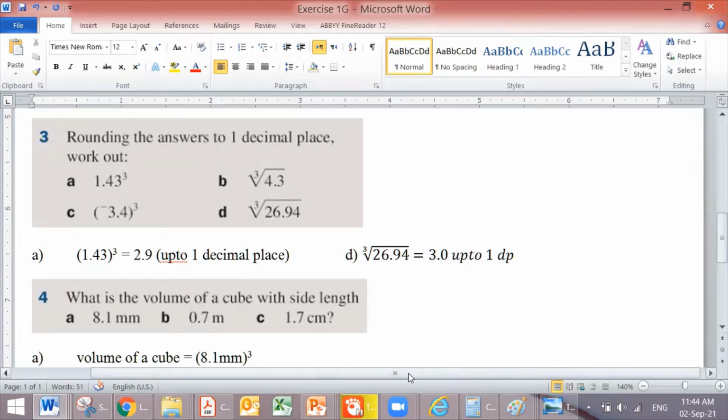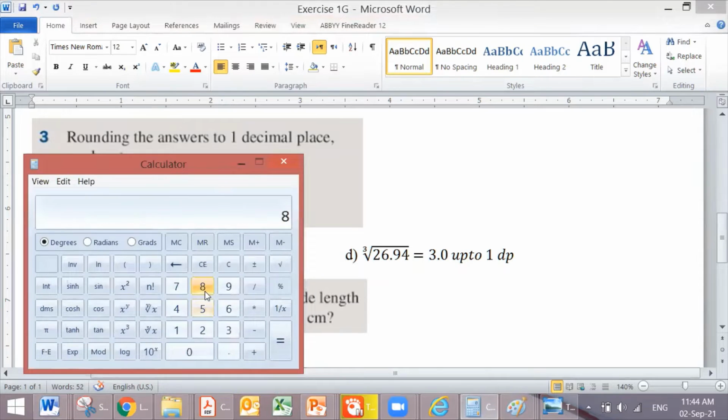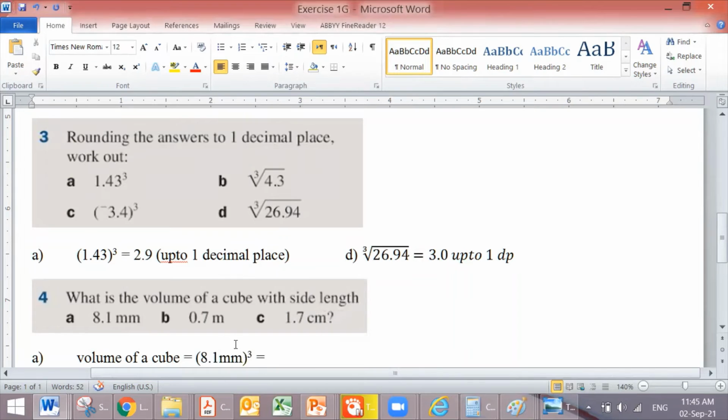I will take its cube by using the calculator. Here you can see I will type 8.1 and then this is the cube notation. 531.441. Can you tell me the unit?